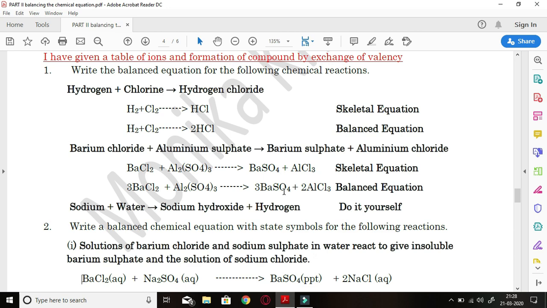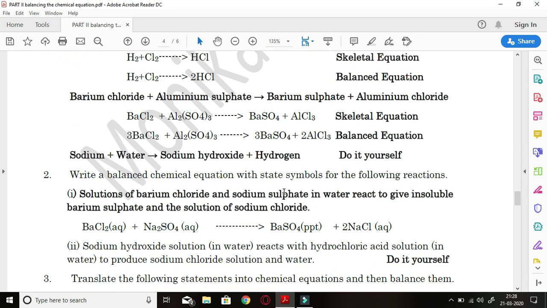Now next equation, you have to do it yourself. I am giving it to you, this you have to do it yourself. So try to solve it with the help of the above table. Second question: write a balanced chemical equation with the state symbol for the following reaction. Now look at it, I am giving you another form of equation, that is a word equation.